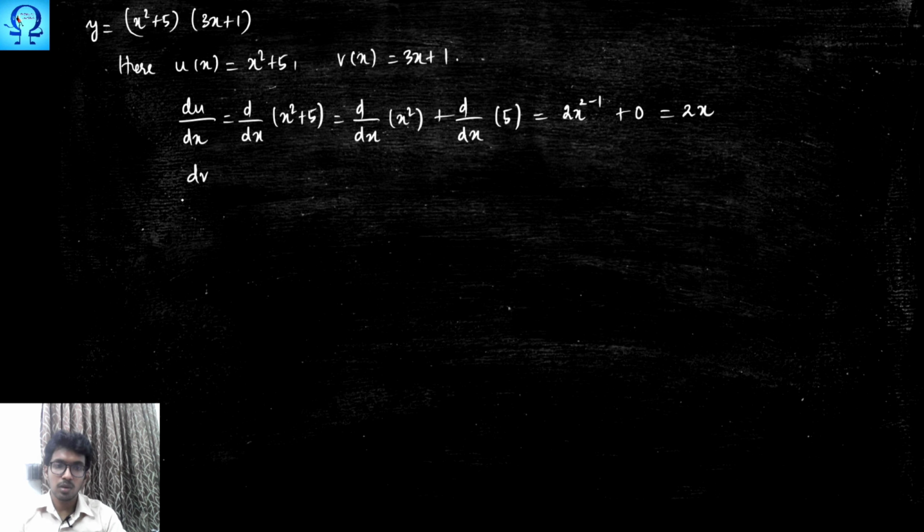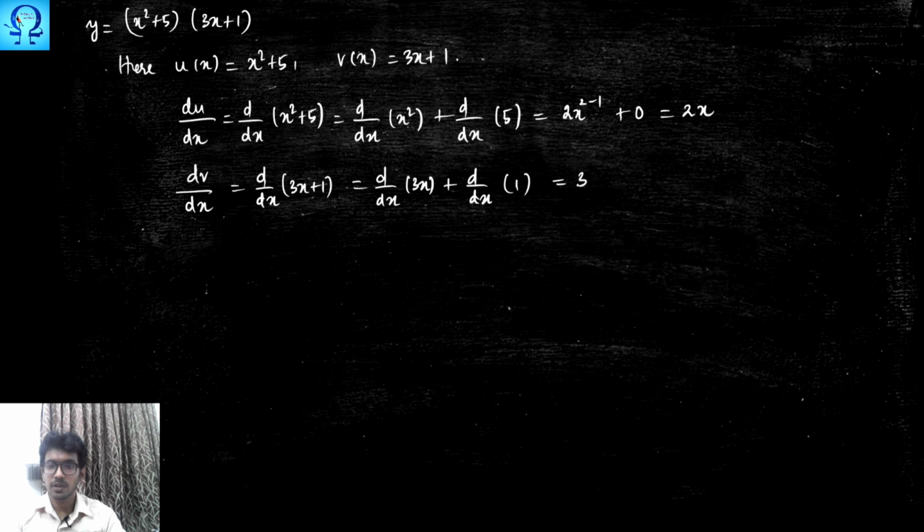And your dv upon dx is d upon dx of 3x plus 1, which is d upon dx of 3x plus d upon dx of 1. So 3 is a constant when you take it outside. You will be left with d upon dx of x plus 0. So this quantity is going to be 1. So you have this to be 3.